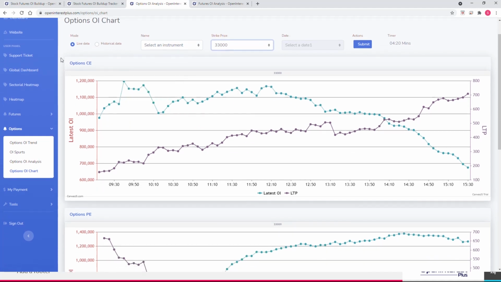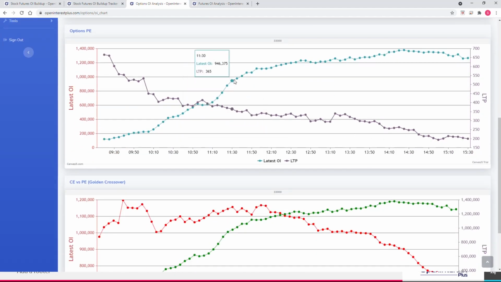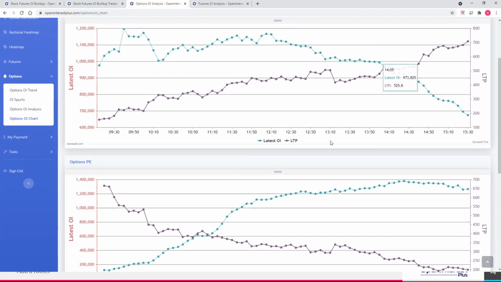This is the call option 33,000. This is the put option 33,000. If you look at a bullish stage, generally what happens is the participants keep writing put. So there is an increase in put OI and a decrease in LTP. So short build up on the put side, long build up on the call side.